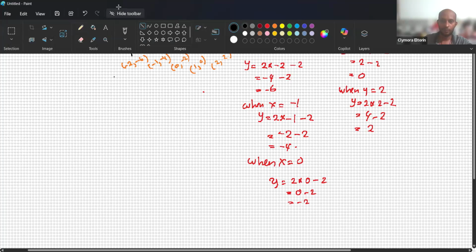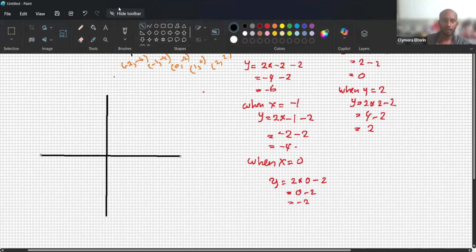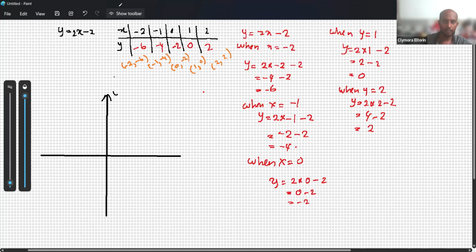Okay. First of all, let's plot the Cartesian plane. I'm going to name this one the y-axis and this the x-axis. I need more values of the minus, no?